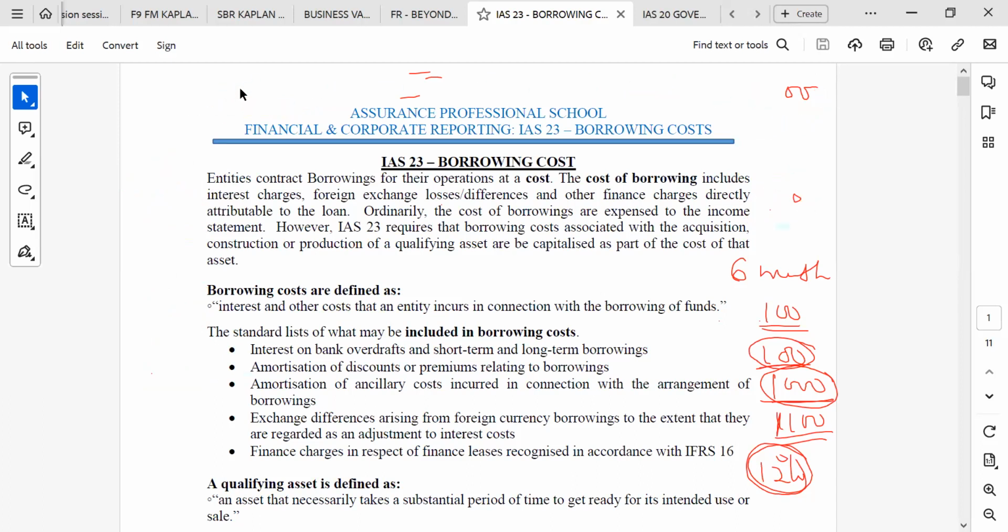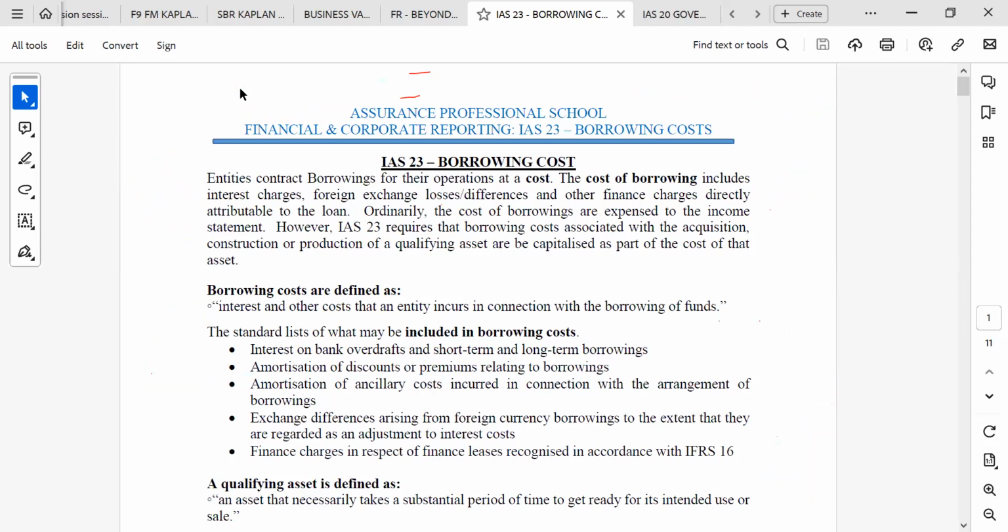So what I'm trying to say is that if there is an effective interest rate, any cost associated with the loan will be capitalized, and we use the effective interest rate as the interest that will be capitalized. Okay, let's look at exchange differences arising from foreign currency borrowings to the extent that they are regarded as an adjustment to interest costs.